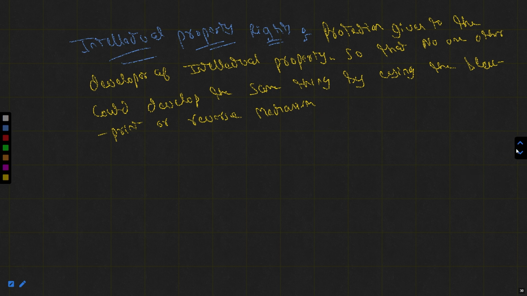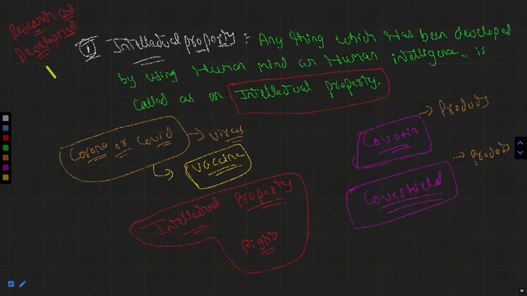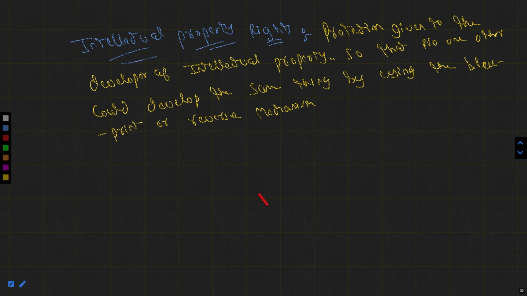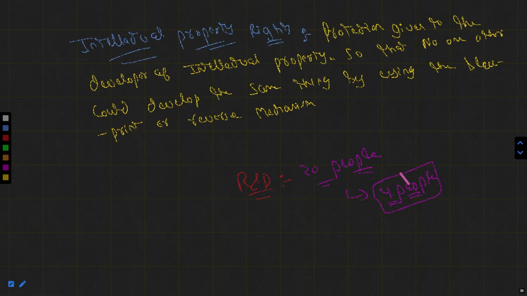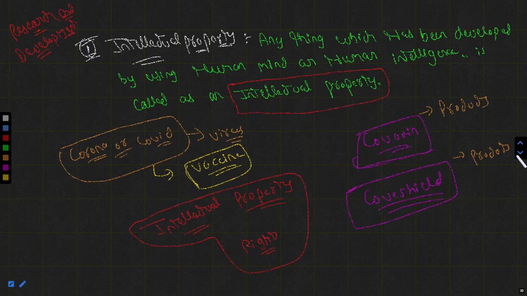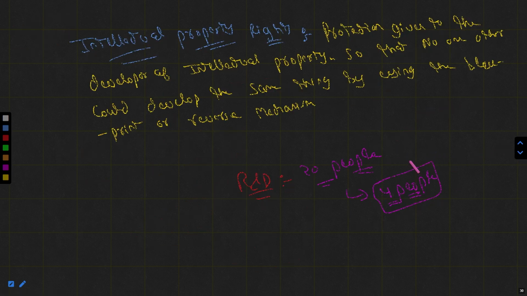For example, suppose a company has developed something, and the R&D team, or the research and development team, has 20 people. Out of these 20 people, 4 people have left the organization and joined another company. They were in the team which was developing Covaxin and Covishield. So there are high chances that these people will be aware of the procedure through which Covishield and Covaxin could be prepared. So what if they tell this to the next company?